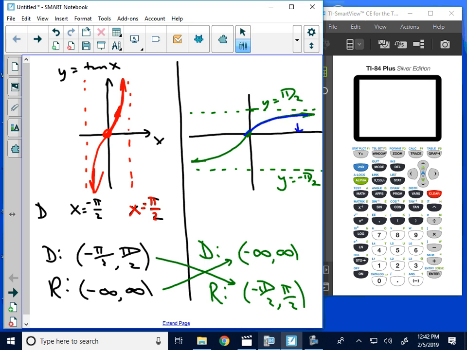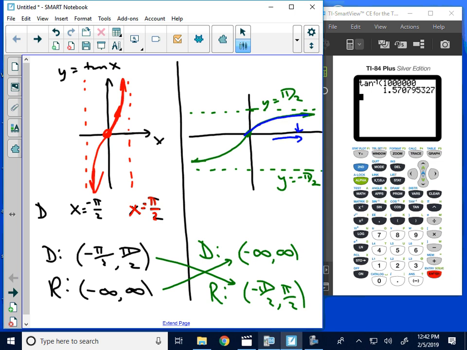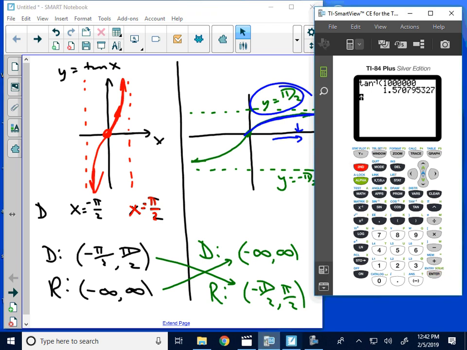We could say, what is the inverse tan of 1,000,000? So here's my calculator. I'm in radian mode, and I hit inverse tan of 1,000,000. And I get that number. And so the question is, what is that number? Well, graphically, as I go further and further out this way, this curve gets closer and closer to this value. So we would suspect that this 1.5707 is very close to pi over 2. Let me punch in pi divided by 2. And sure enough, it is very close to it.